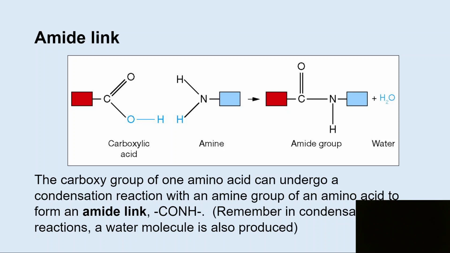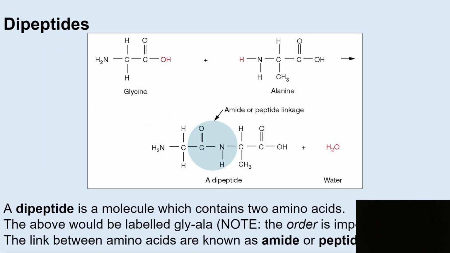So the red and the blue here would refer to that CHR in the middle. Yeah, so that's going to change. Dipeptides, di means two, right? So that means two amino acids joined together and we get a peptide link or amide functional group. Now, order is incredibly important, right? So this is glycine and alanine joined together in the order gly-ala.